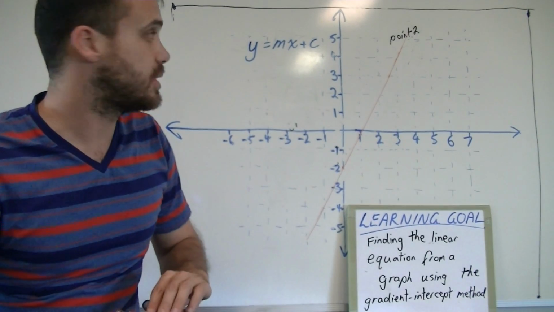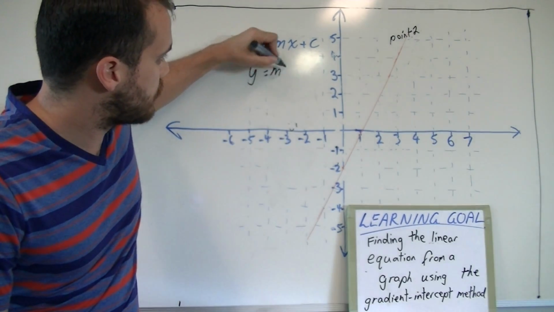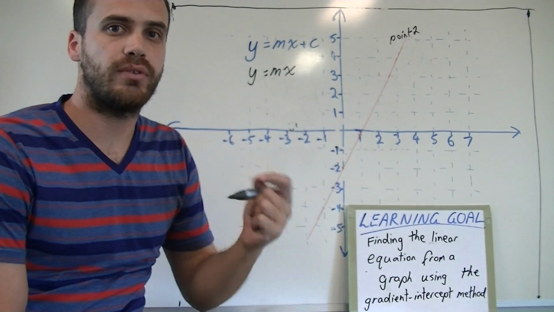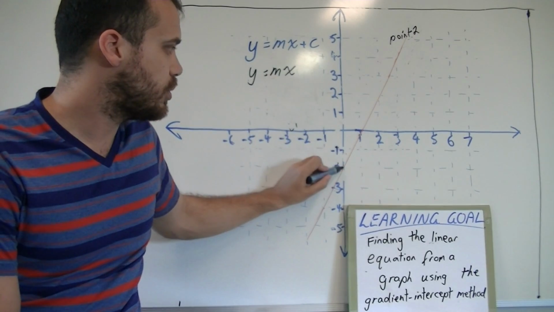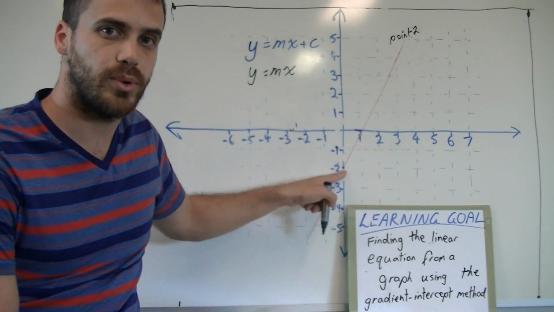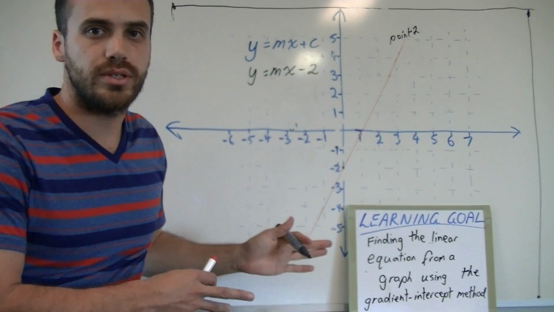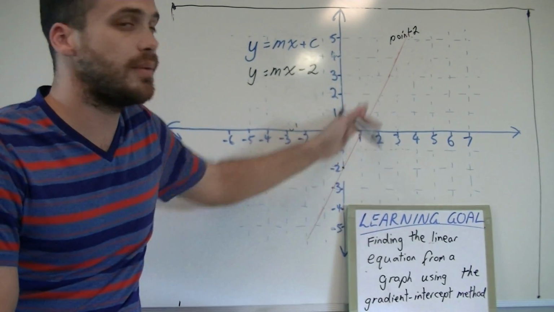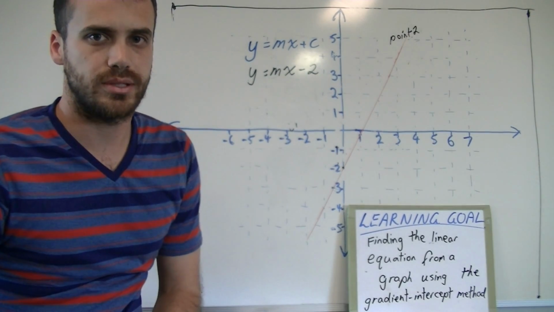Now the first step there is pretty easy. I know y equals mx and then whatever the y-intercept is. Now looking at our equation, the y-intercept is right there. The y-intercept is -2. So I know that this equation is y equals mx minus 2. But I'm not finished yet because I need to know what m is.